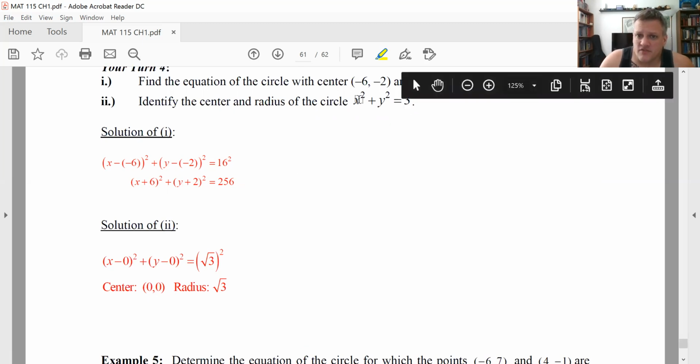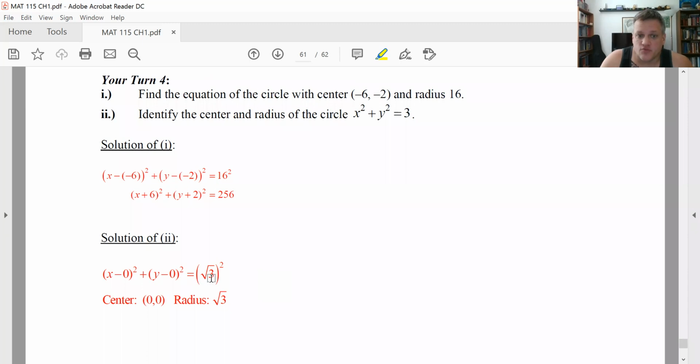To find the center of this equation, I'm going to rewrite each of those as x minus 0 and y minus 0 squared each time. And then I'm going to rewrite the right-hand side as radical 3 squared. The center is at the origin, and the radius is root 3.